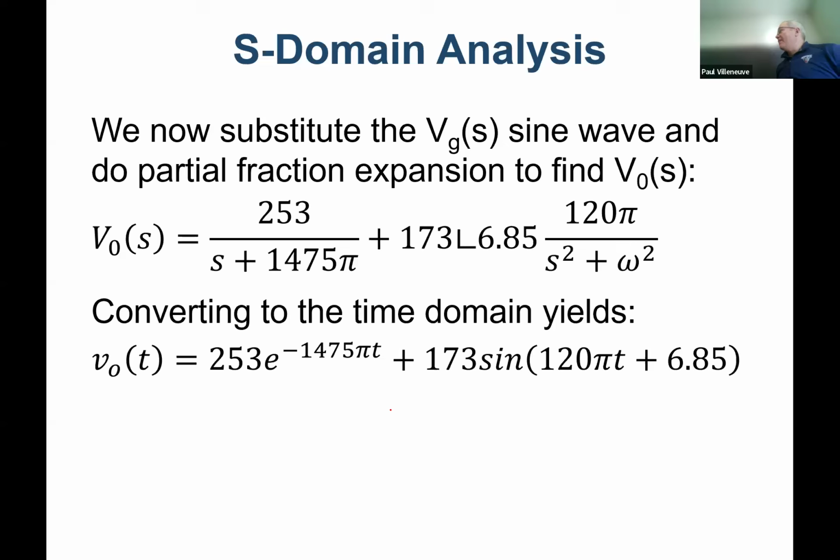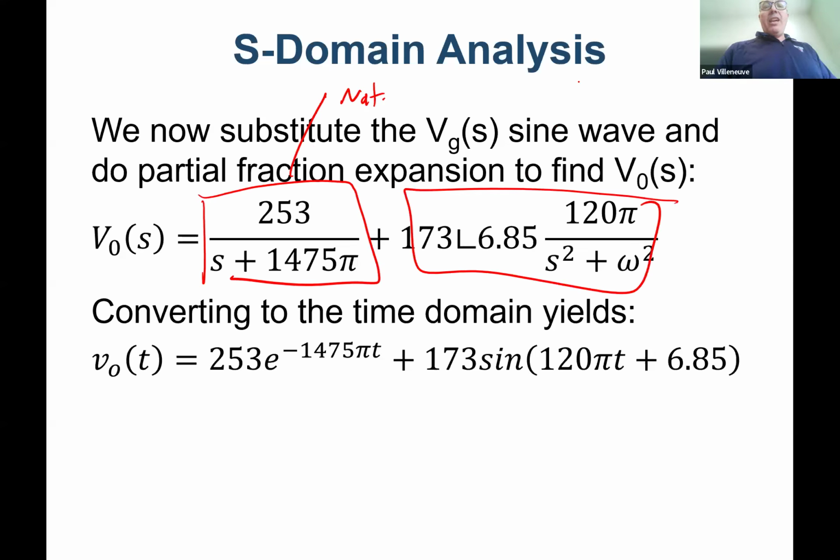All right. Now we're going to put our sine wave in, and our sine wave in the Laplace domain is 253 over S plus 1475 times pi. When we do partial fraction expansion, we end up with this expression over here. This is the decaying exponential. That is the natural response. And this is no decaying exponential, so that, in fact, is the forced response. So the output has the two parts, the decaying or natural, and the non-decaying or the forced.